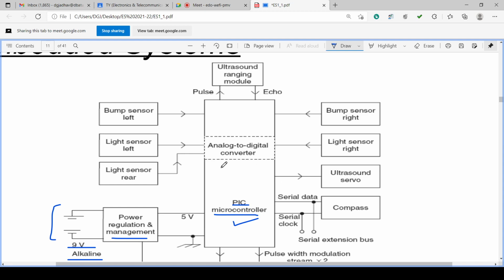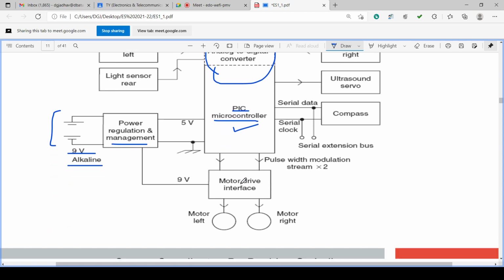Then analog to digital converter is required. Analog to digital converter is the facility of the microcontroller to interact with the outer sensors, the outer world. Microcontroller understands the digital, sensors develop the analog. So analog to digital converter helps the microcontroller to understand the data from the sensor. Sensor is generating data in the analog, and microcontroller can understand that data by converting it to digital. So analog to digital converter is a very important block required in the embedded system.